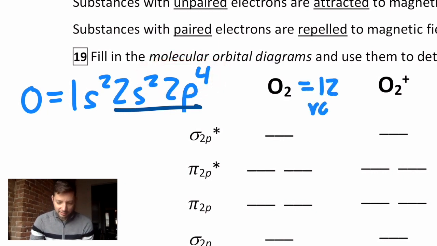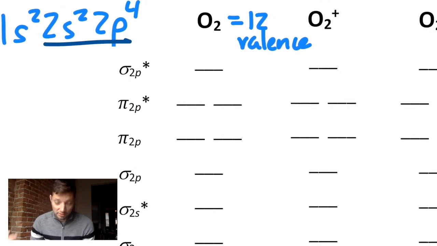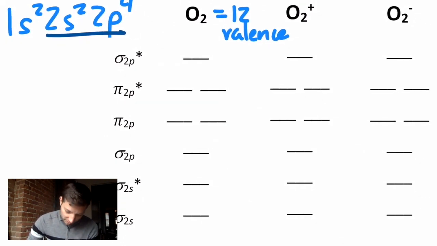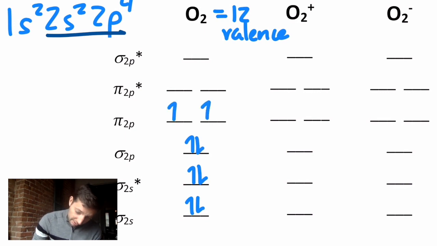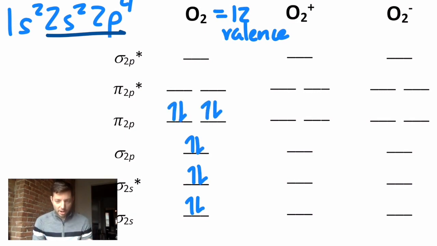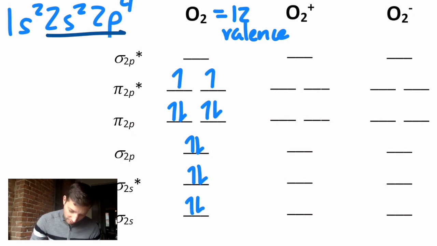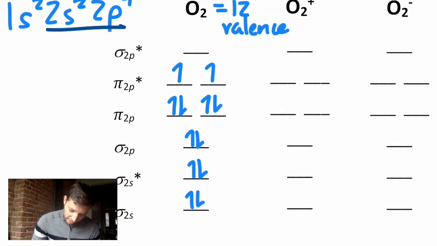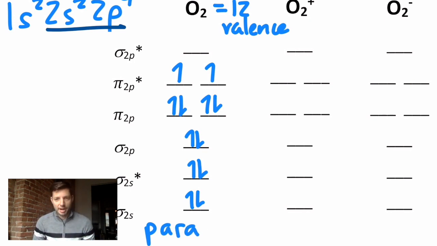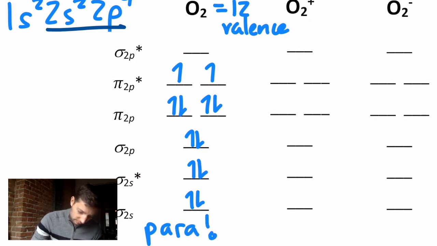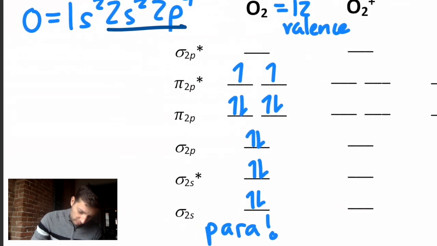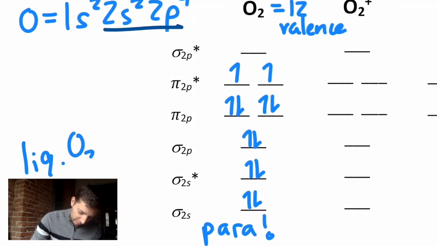valence electrons. And since the template's already there, that's much more convenient, I can just fill them from low to high. So this would be 1, 2, 3, 4, 5, 6, 7, 8, 9, 10, and then 11 and 12. And lo and behold, I have unpaired electrons. This is a paramagnetic molecule. Liquid oxygen will be attracted to a magnetic field.